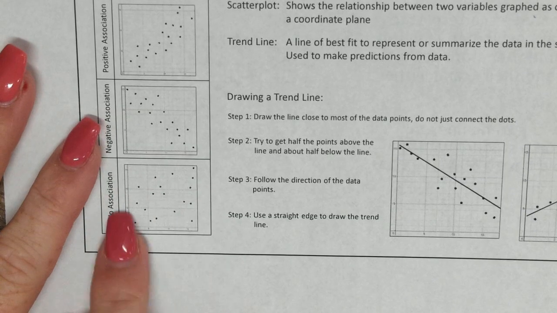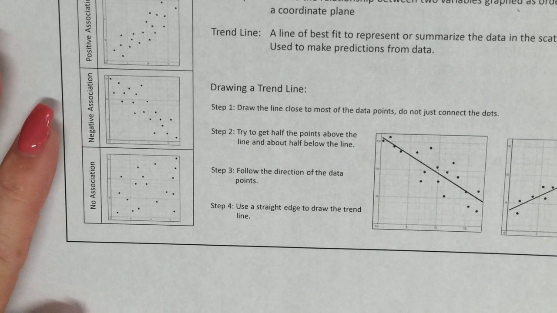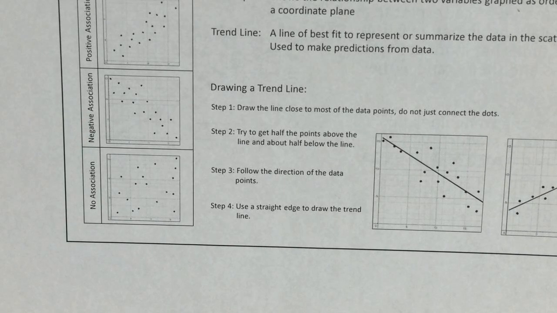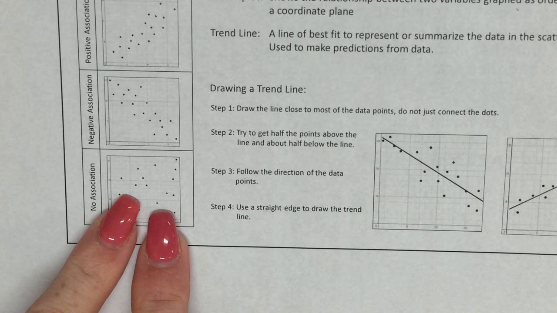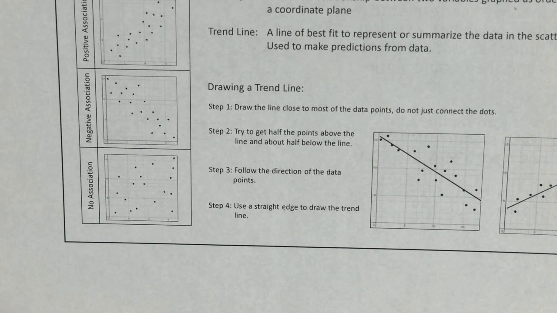Why is this called no association? Because there's no trend going on at all. The dots are not making any type of pattern. They're literally just scattered all over the place. An example of this would be your height and your grade in math class. They're not related. You can be short and be a really good student, make good grades. You can be short and not take care of business, and you wouldn't have a good grade.